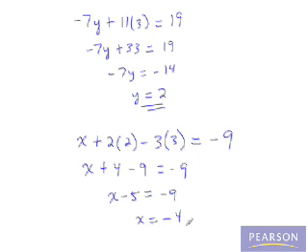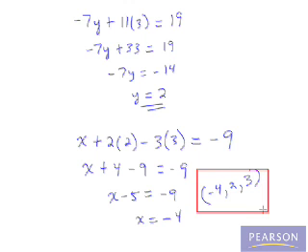So writing this as an ordered triplet, our final answer, x, y, z, would be negative 4, 2, 3. Again, final answer, negative 4, 2, 3.